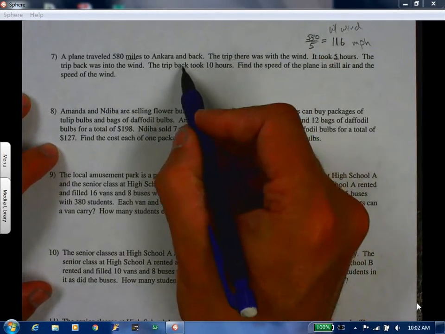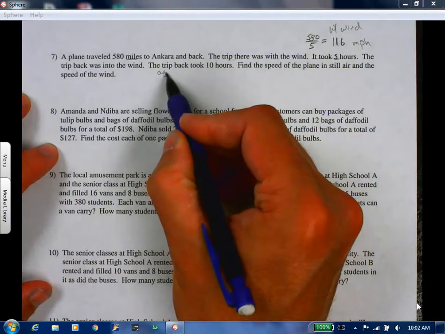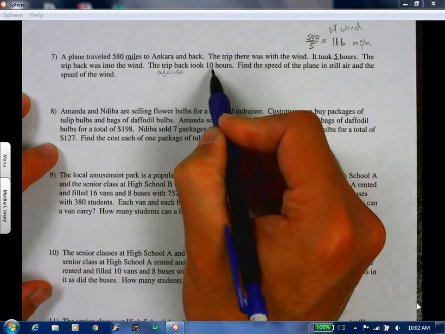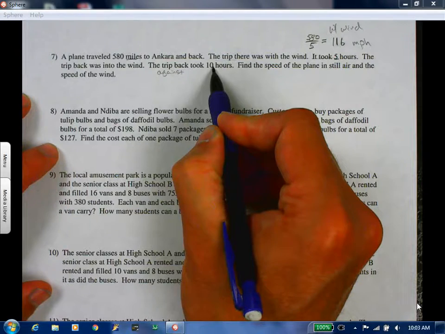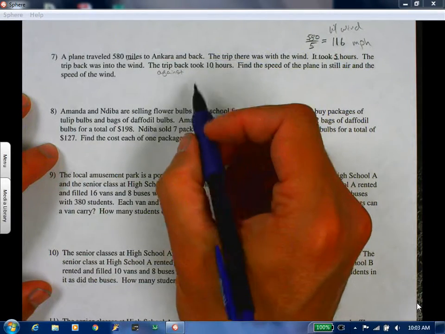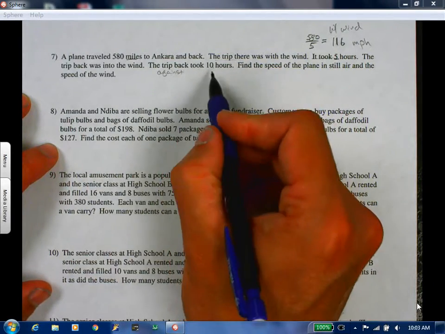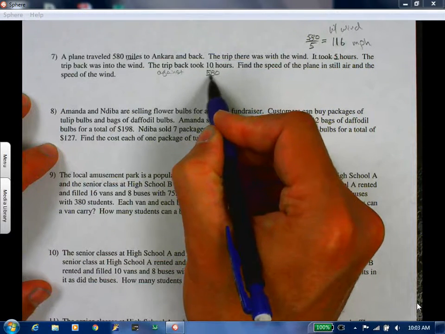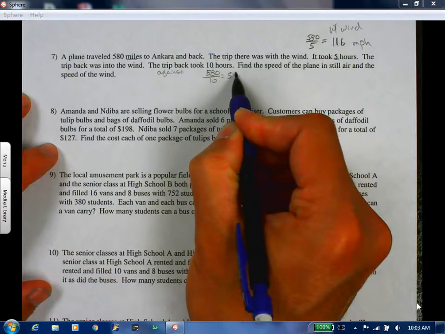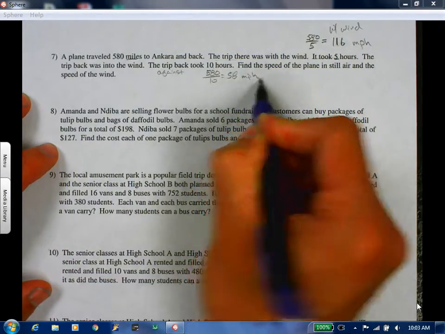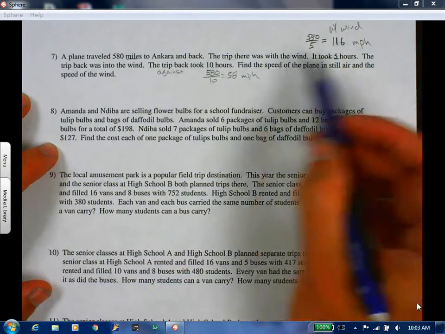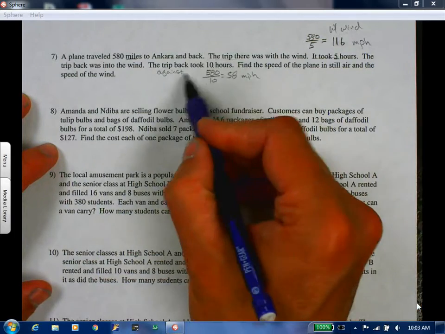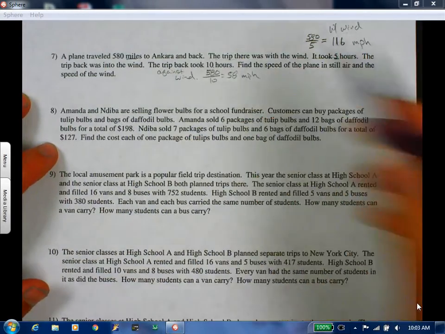So the trip back, now this is going against the wind, took 10 hours. So how fast was their ground speed coming back home? So you got to take 580 divided by 10, which would be 58. So now you have your with the wind and against the wind. Now you can set it up like we did on number 2.